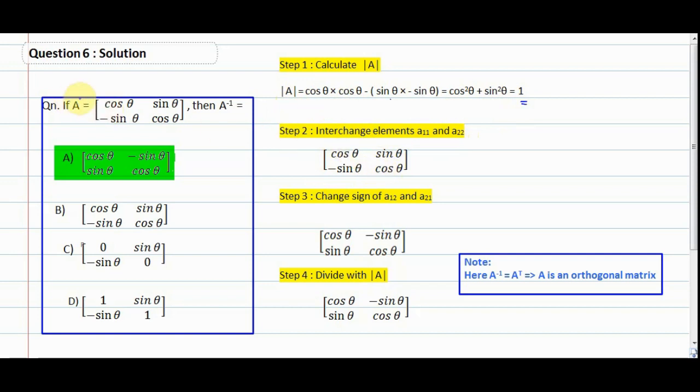So in the main diagonal we are having cos theta and cos theta itself. Therefore, interchanging these two will not have much result. We will be getting the same matrix itself.